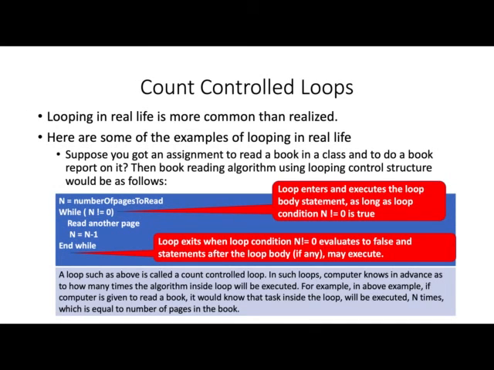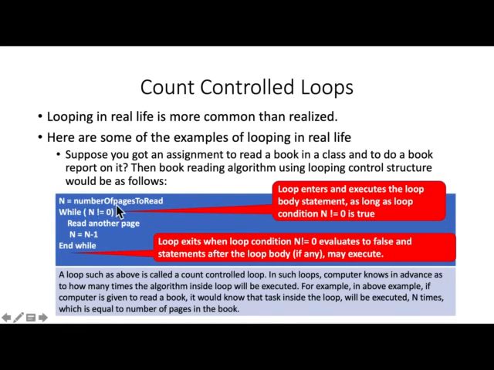One example is count control loops. And we'll take a general life example because looping in real life is more common than realized. Here are some examples of looping in real life. Suppose you got an assignment to read a book in a class and to do a book report on it. Then the book reading algorithm using a looping control structure would be something like this.